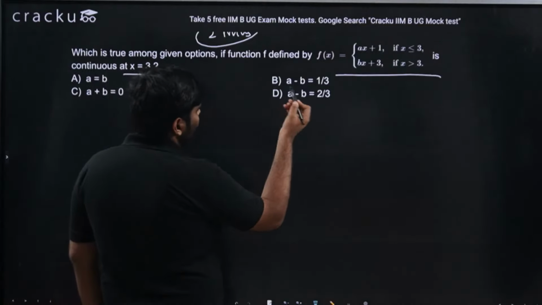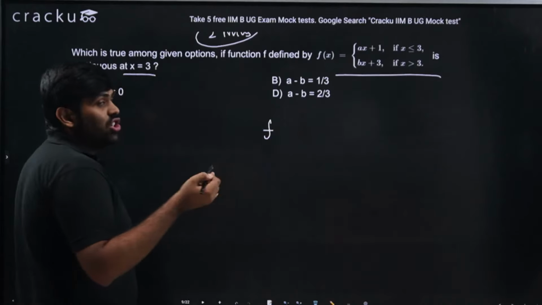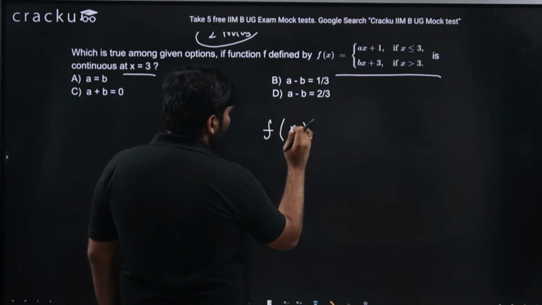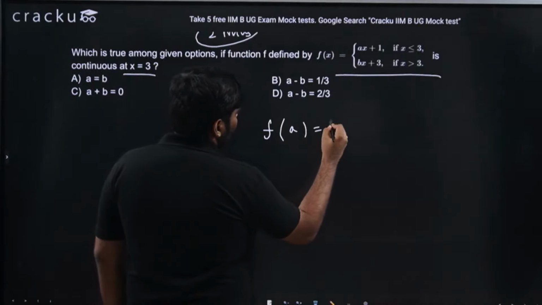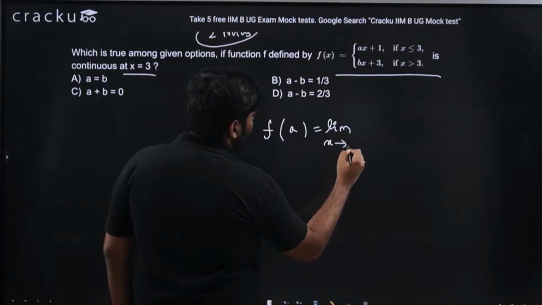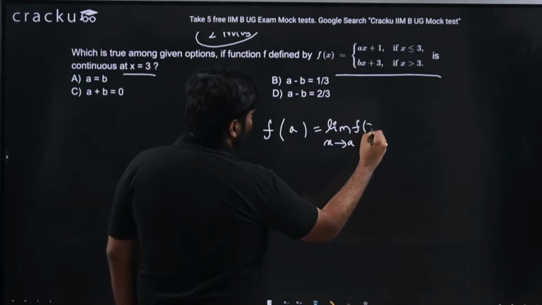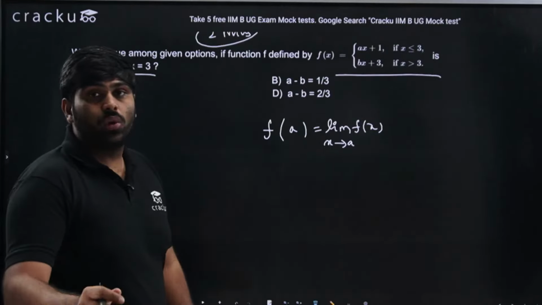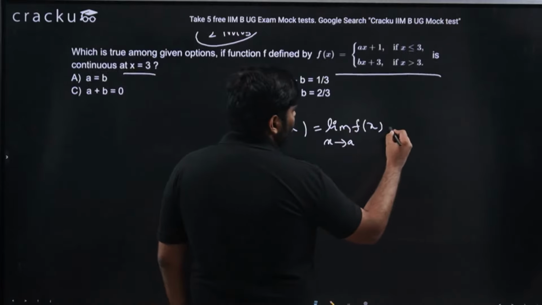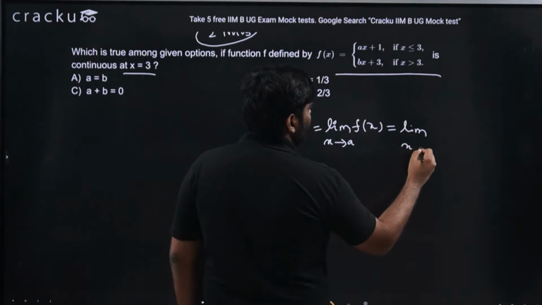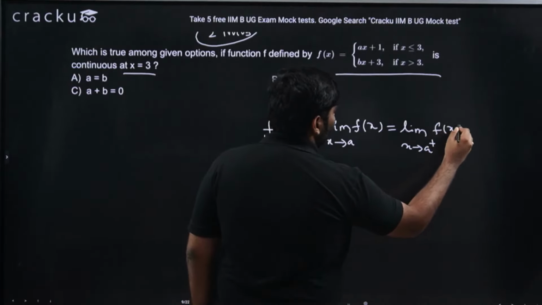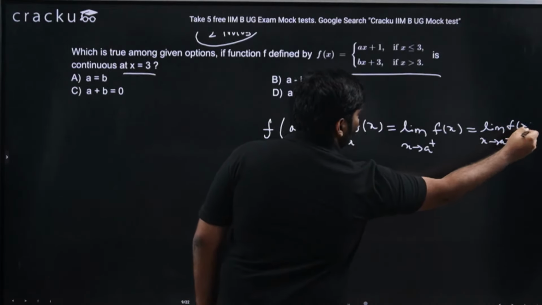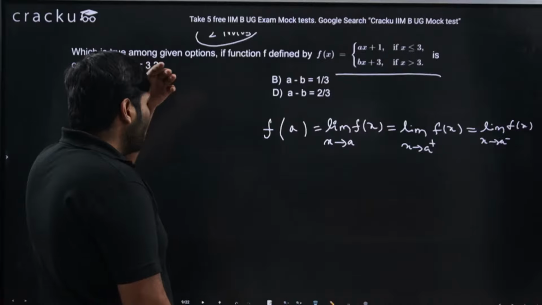So what is the definition of a continuous function? For the function to be continuous at x equal to a, f of a is equal to the limit as x extends to a of f of x. That limit is also equal to the right hand limit, the limit as x extends to a plus of f of x, and at the same time it is also equal to the left hand limit. So if this is the case, how do we deal with this?